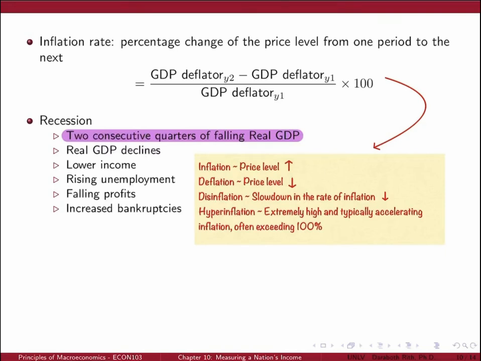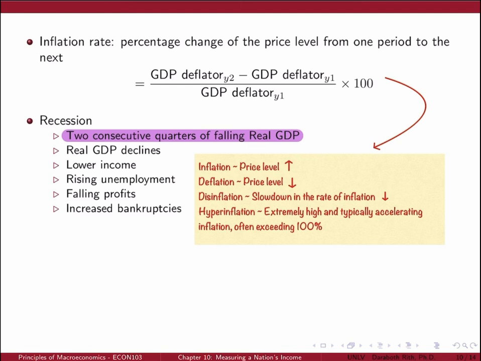Understanding inflation. Inflation is an important aspect to consider when analyzing GDP. Inflation rate is calculated as the percentage change in the price level from one period to the next. Use the formula: GDP deflator in year 2 minus GDP deflator in year 1, divided by GDP deflator in year 1, then multiply by 100.